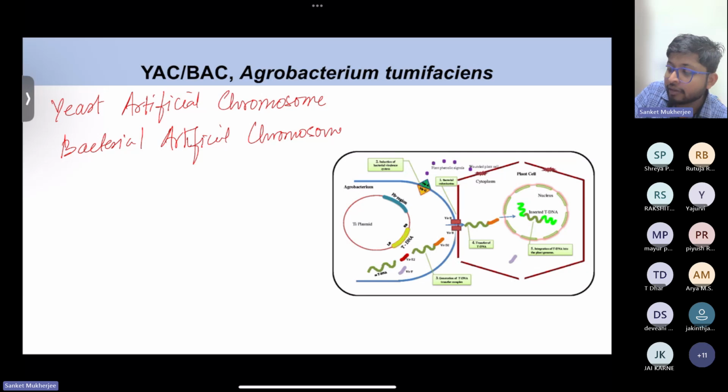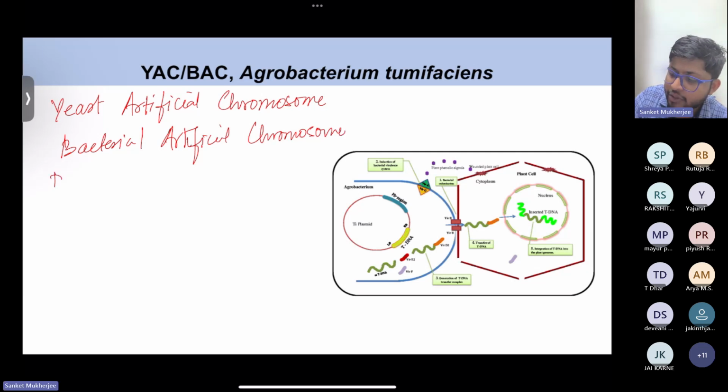The main reason for these artificial chromosomes is that they can insert a very, very large amount of DNA. If you're talking about cloning a very large segment of DNA, like in the case of human DNA, for example, you could use a yeast artificial chromosome or a bacterial artificial chromosome for that.